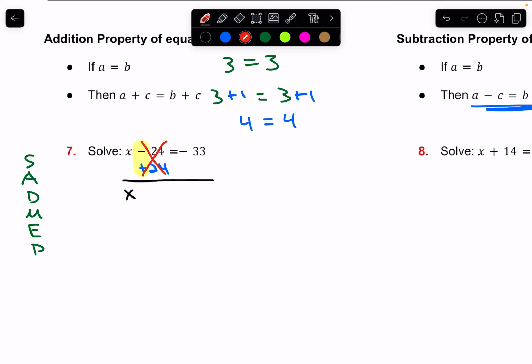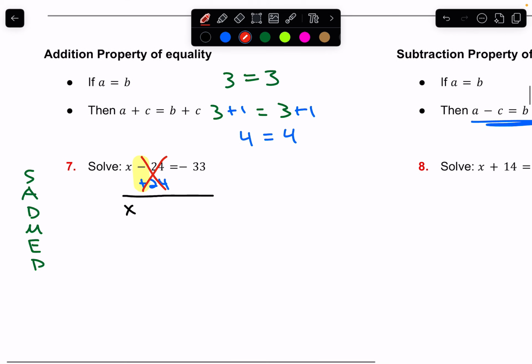But now, rule of equality, I just did that on the left. I have to do the exact same thing on the right side.